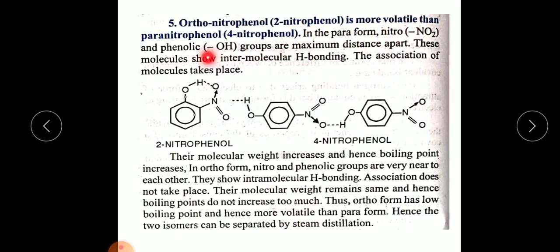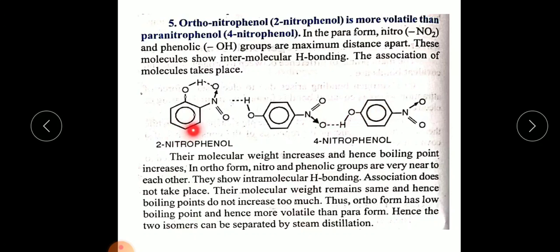Orthonitrophenol or 2-nitrophenol is more volatile than paranitrophenol. You need to explain it. That means orthonitrophenol evaporates or vaporizes more easily than paranitrophenol. Now in the para form, the nitro and phenolic groups are at maximum distance apart. So in paranitrophenol, the phenol and nitro groups are very far away from each other. This molecule shows intermolecular hydrogen bonding, so it can combine with the same type of molecule. The association of molecules will take place, which forms a long chain, increases the molecular weight, and the boiling point increases. And if the boiling point increases, it will be less volatile.